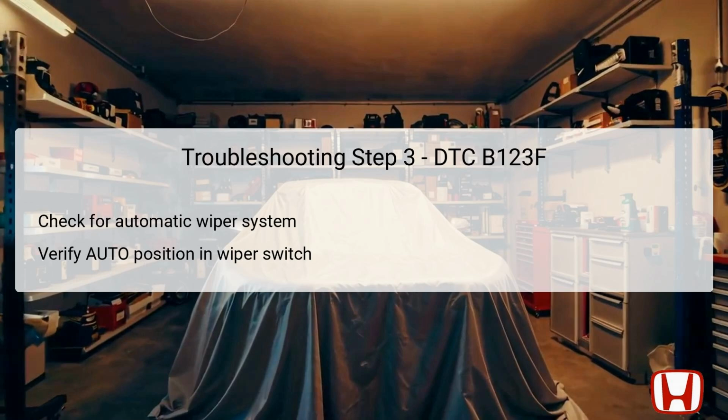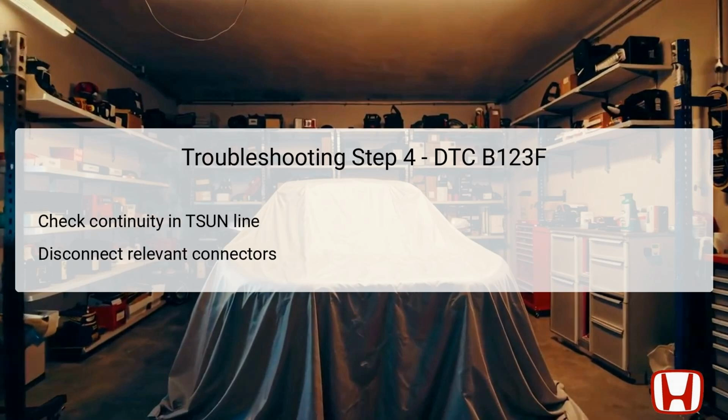However, if it does not possess the auto feature, proceed to step 9, indicating that the automatic settings may not apply, and alternate issues regarding the DTC must be investigated. Step 4 entails performing a crucial check for continuity in the T-Sun line, which is essential for the communication between the climate control unit and the sunlight sensor. Begin by disconnecting the relevant connectors, the climate control unit connector A, 32P, and the sunlight sensor 2P connector.